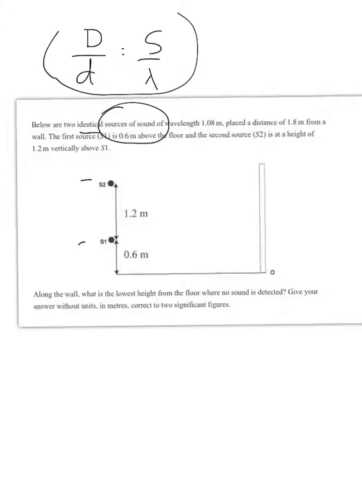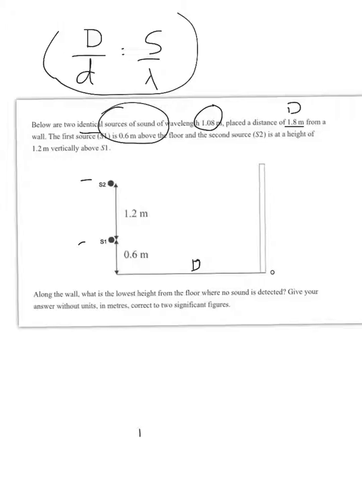Now it says that there is sound of wavelength 1.08 placed at a distance of 1.8 meters. So capital D, large D, is 1.8. The first source is 0.6 meters above the floor. So this is really interesting because they're mounting this vertically, right? So this is Young's double slits experiment using sound and considering the vertical motion, the vertical positioning, not the horizontal. That's what makes it a bit weird.